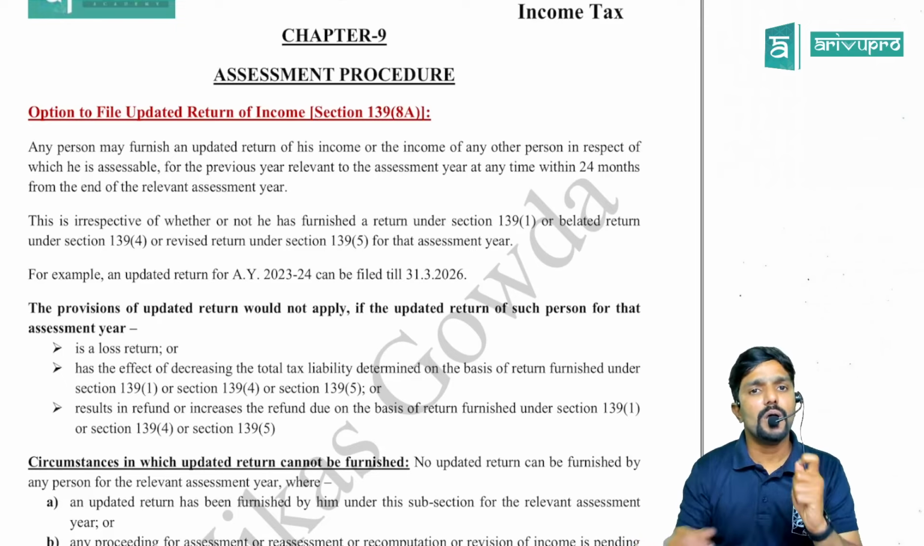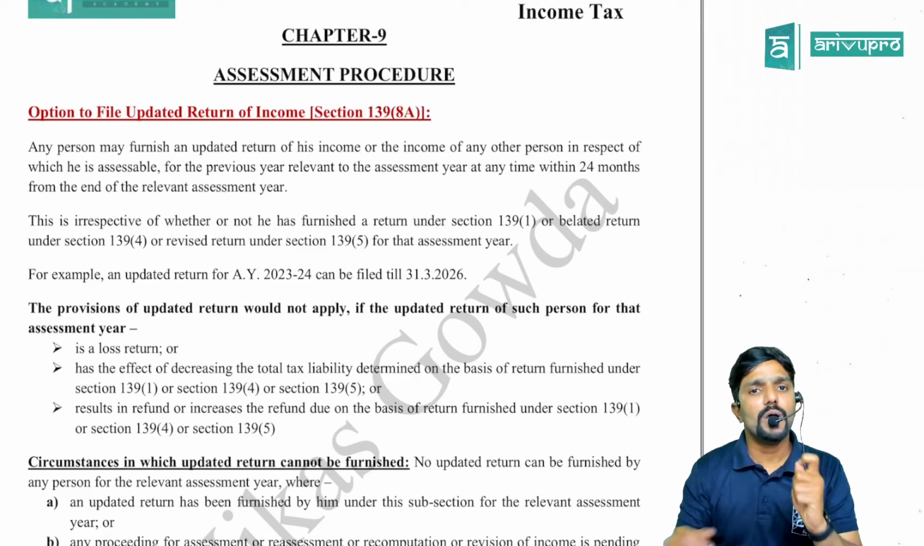Option to file updated return of income, section 139(8A). Any person may furnish an updated return. See, when I have given the heading itself in red color, it means the entire topic is an amendment, guys. New topic. Clear? Here I have not given the entire content in red color. I have given the heading in red color. That means the entire topic is new.